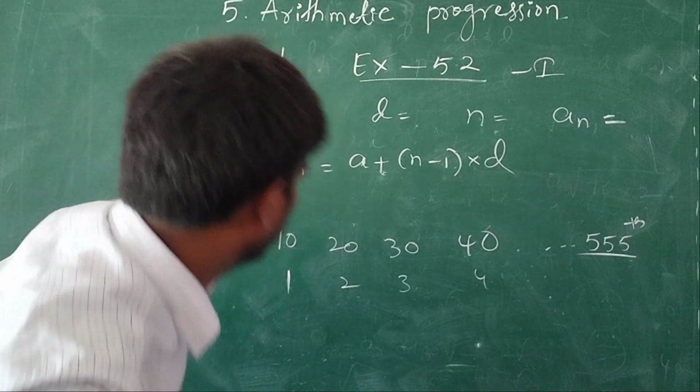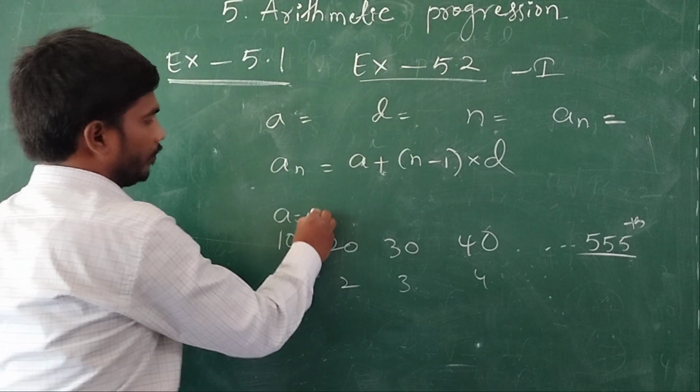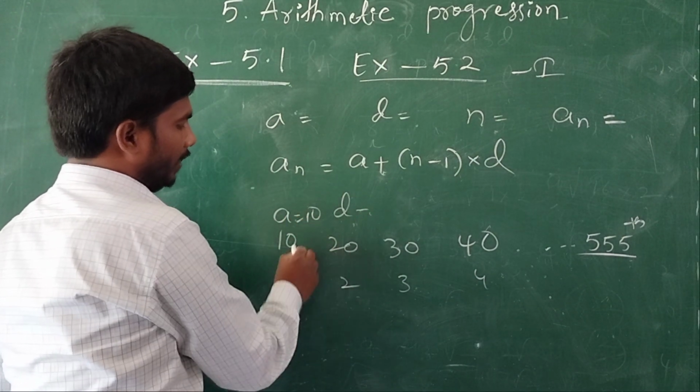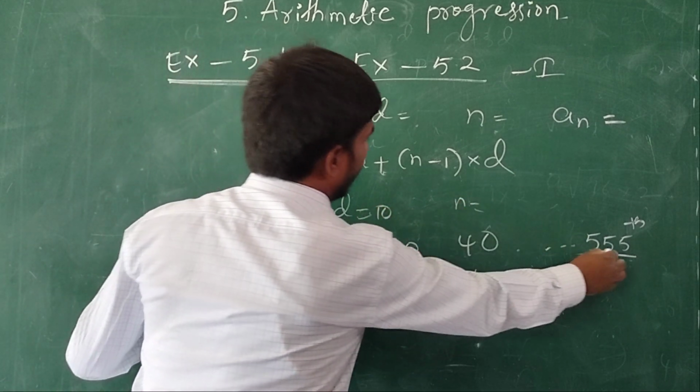So find that. Here a is equal to 10. Common difference, every time 10 increasing, d is equal to 10, and the number of terms he is asking. How many terms do we need?